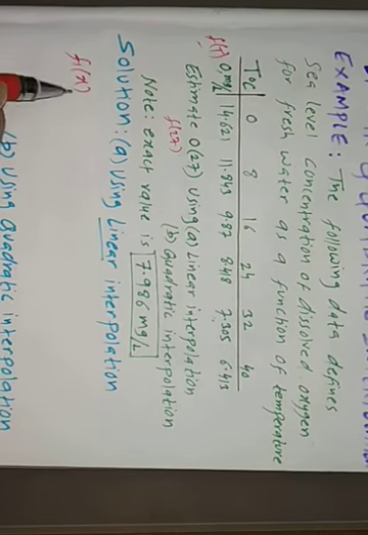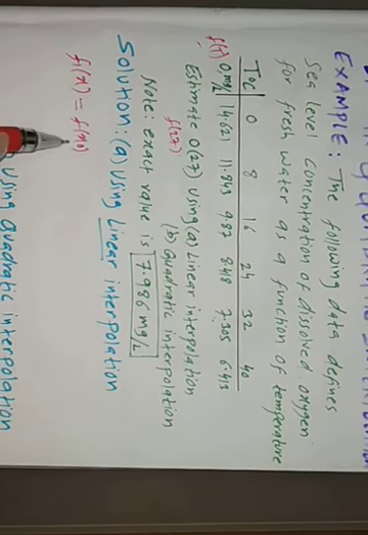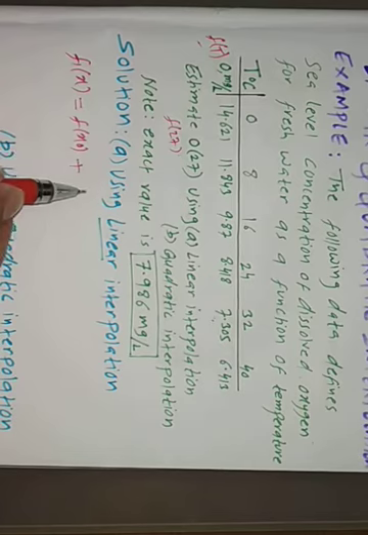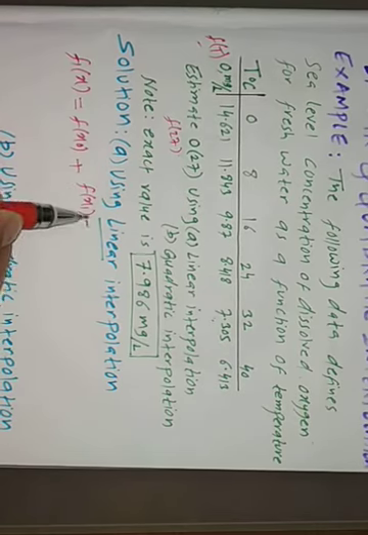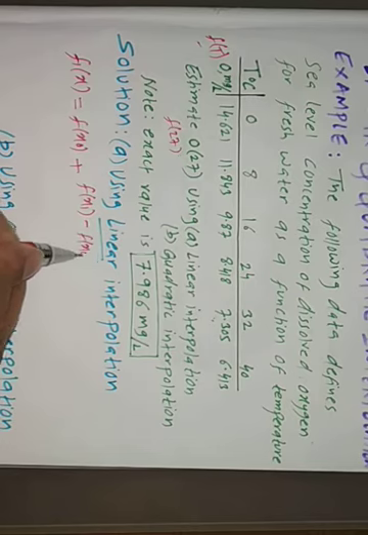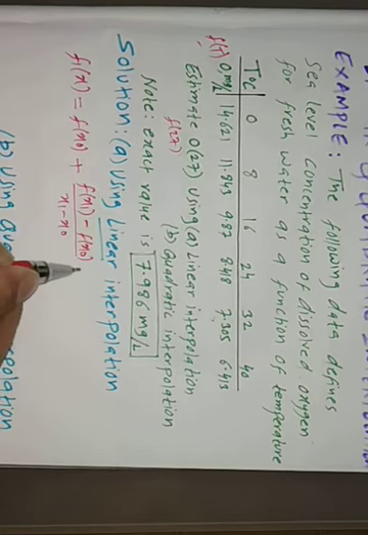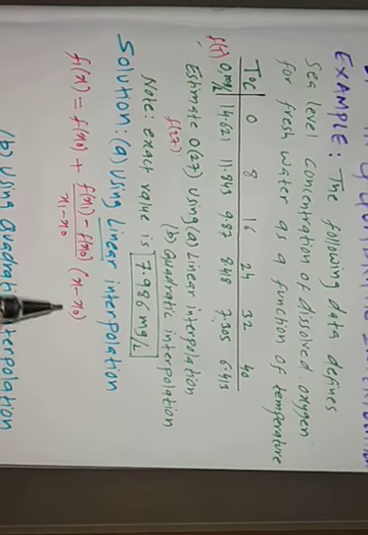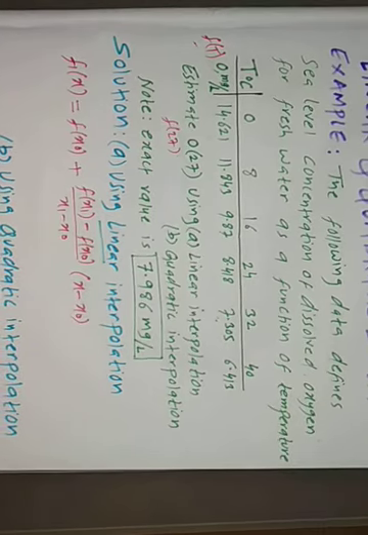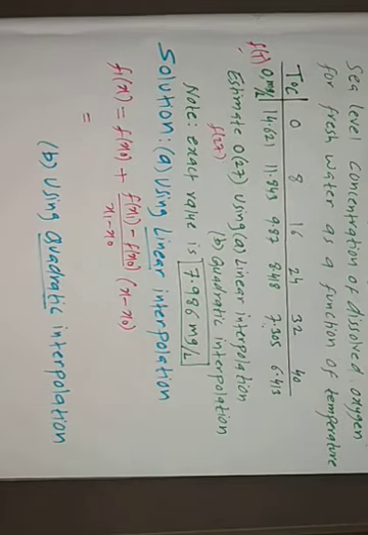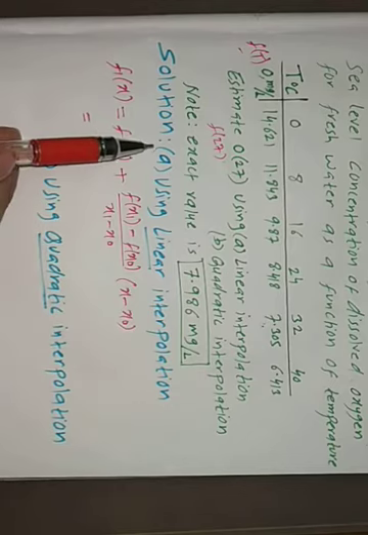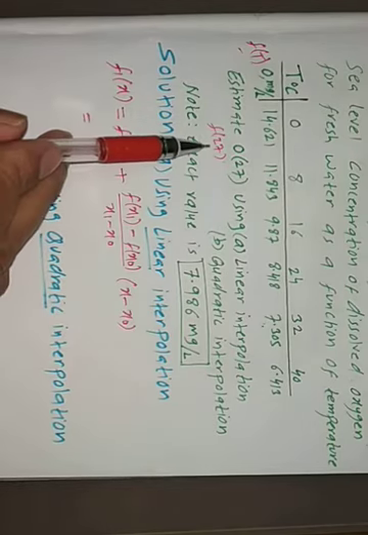F1 means linear interpolation. f1 of x is equal to f of x0 plus f of x1 minus f of x0 divided by x1 minus x0 multiplied by x minus x0. So put all the values. F of x0. Now the value of x, that is t, is 27.